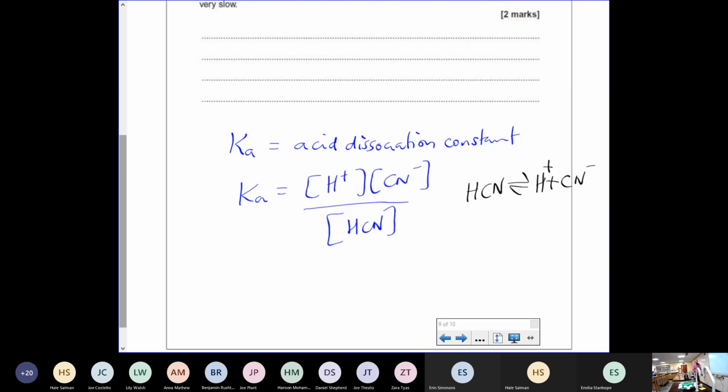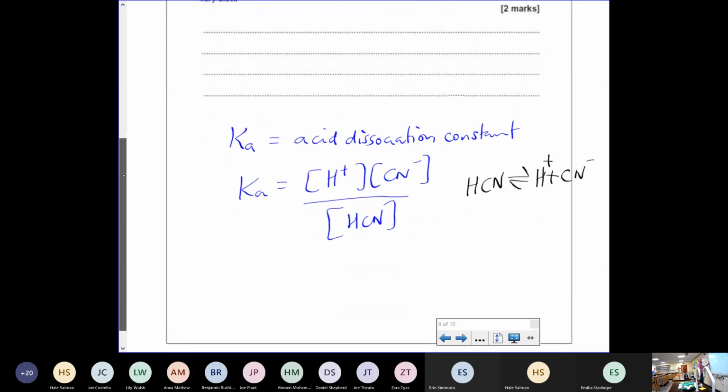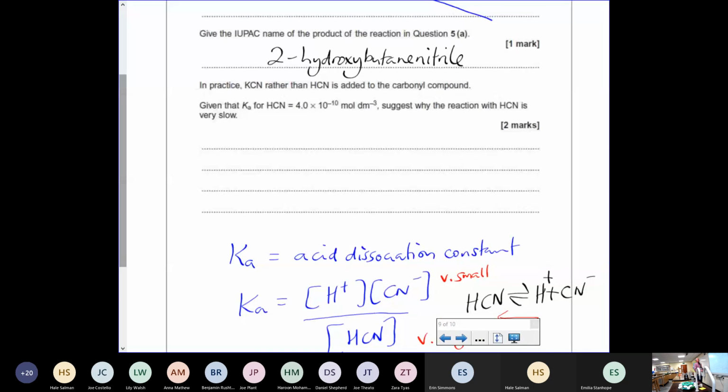Just like any other equilibrium constant, when we're looking at concentrations, Ka is the concentration of the protons multiplied by the cyanide ions divided by the concentration of the undissociated acid. And really, given your knowledge of K, as in Kc, you should have been able to predict with this question that if Ka is a very small number, what that means is the top line of this expression must be very small, and the bottom line must be very large. In other words, this equilibrium must lie very much towards HCN, so that there is hardly any H+ or CN- in this reaction, which explains why it's very slow.